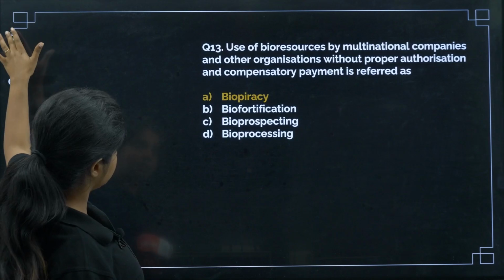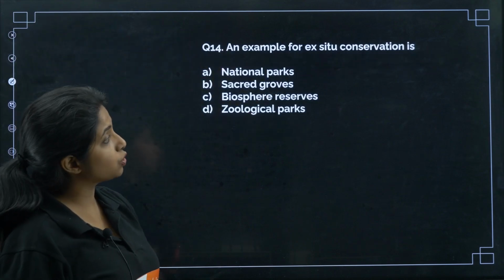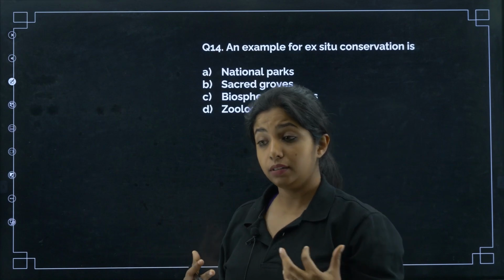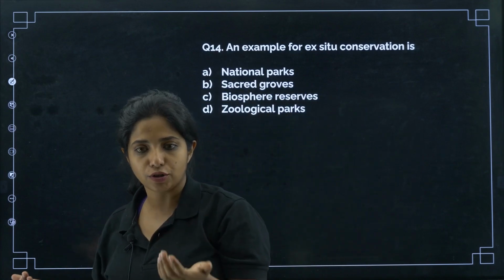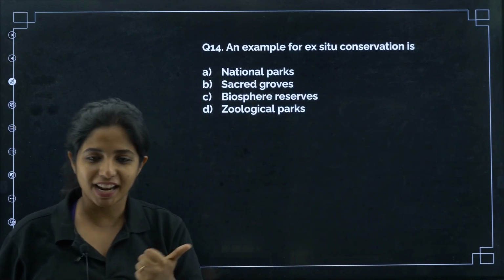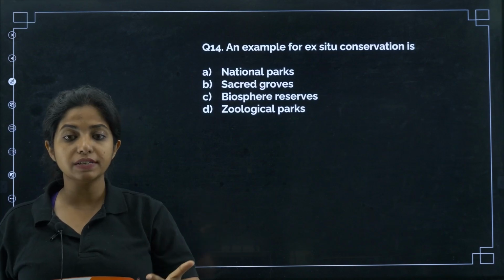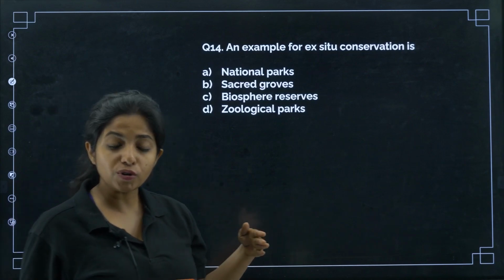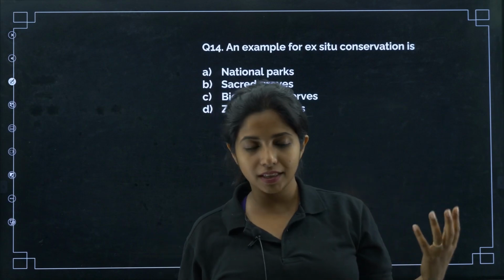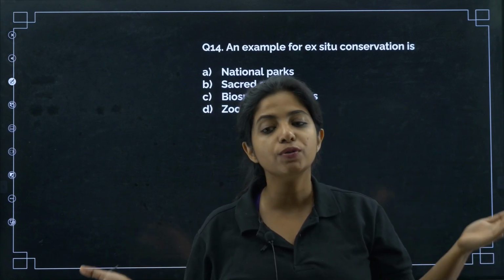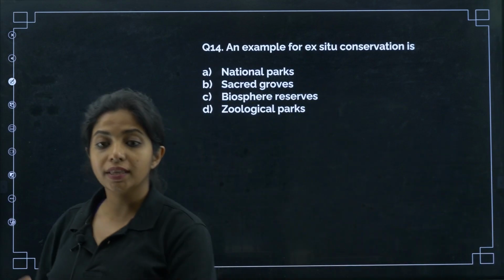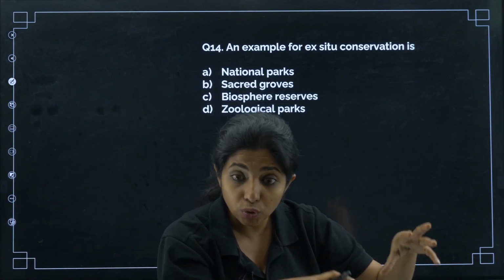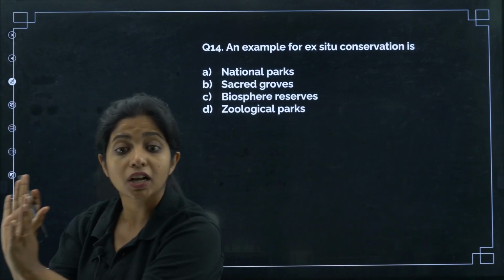Chalo. Next. An example of ex situ conservation is, as in conservation outside their natural habitat is ex situ conservation. Now, you have national parks, sacred groves, biosphere reserves and zoological parks. Zoological park is basically a zoo. So, do you go to a forest to see animals? No, you go to a zoo. In a zoo, my dear children, the animals from the natural habitat are being put over here. So, it is ex situ conservation. They are not preserved in their natural habitat.